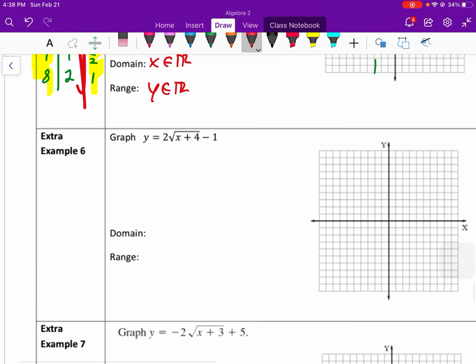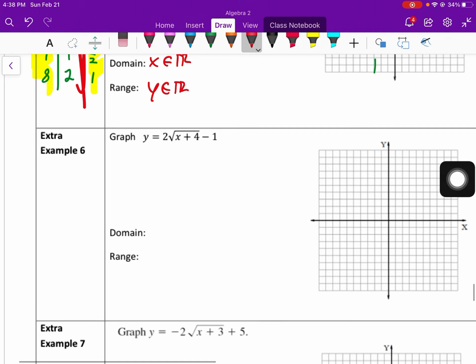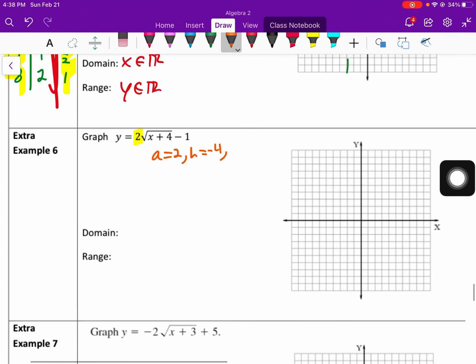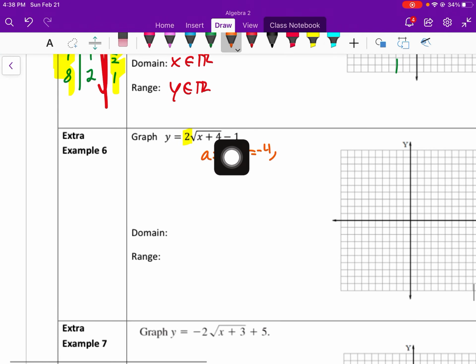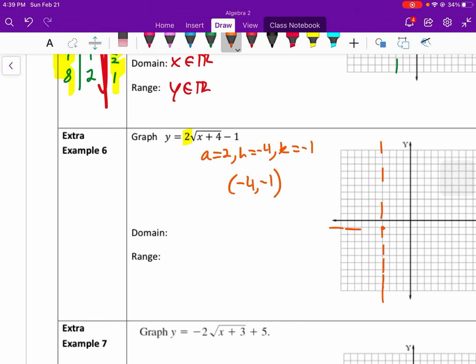All right, extra example here. Now our index is 2, so square root. So we can only have positive values here. These steps are going to be the same. A equals 2, h equals -4, because we do the opposite, and then outside, k is -1. So our hk is -4, -1. 1, 2, 3, 4, -1. This is where we will be shifting from.